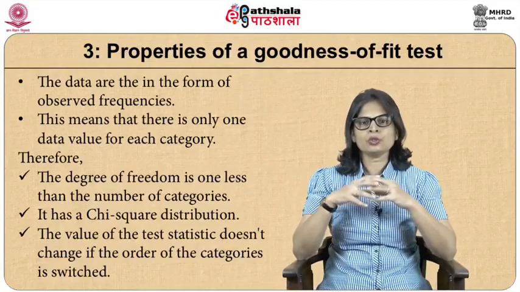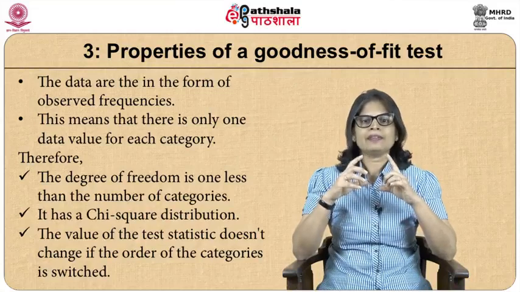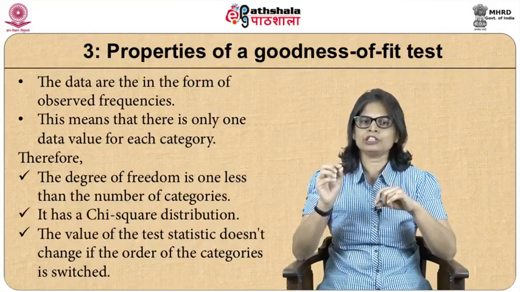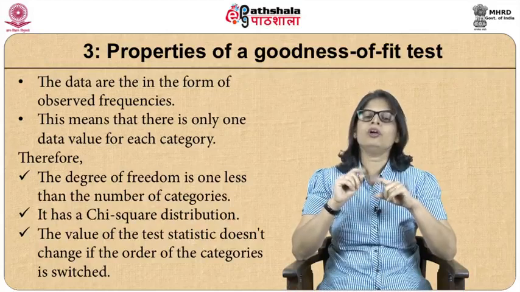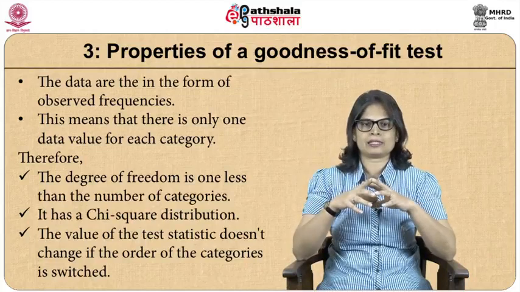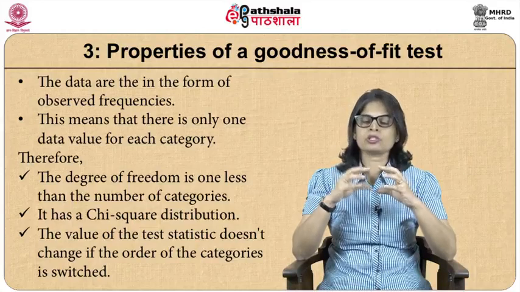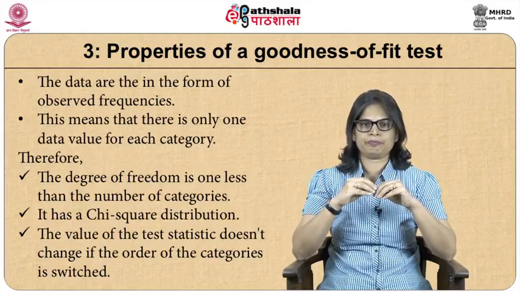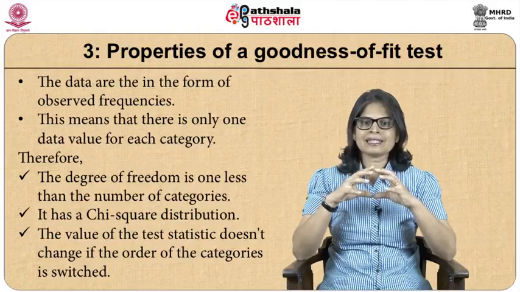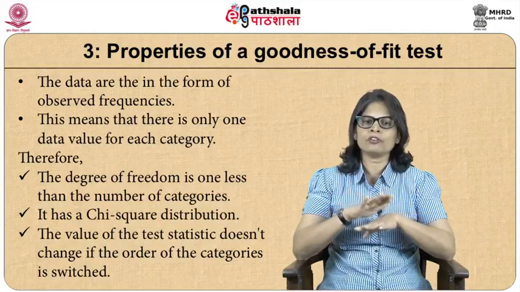Now, let us see what are the properties of a goodness of fit test. The data are usually in the form of observed frequencies. This means that there is only one data value for each category. Therefore, the degrees of freedom is 1 less than the number of categories. Secondly, whatever value you get follows a chi-square distribution. Remember, the value of the test statistic does not change even if we change the order of the categories.